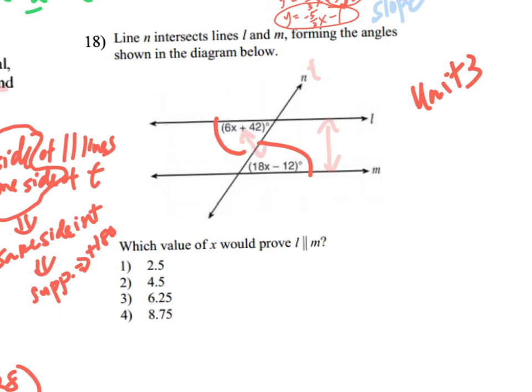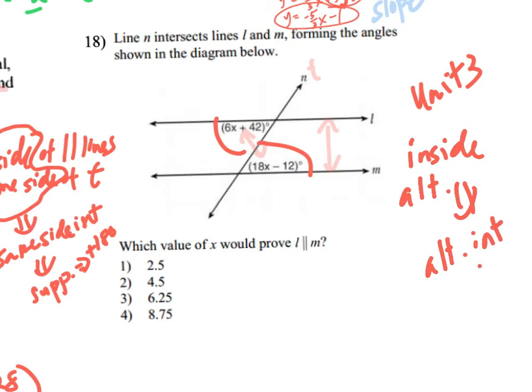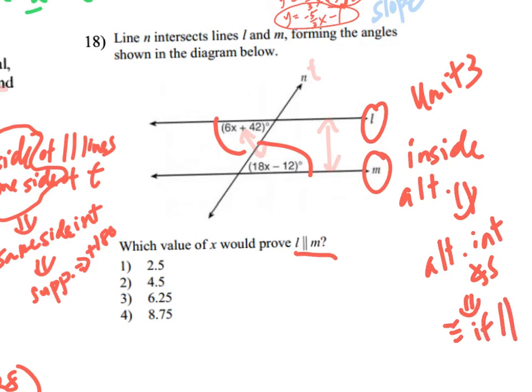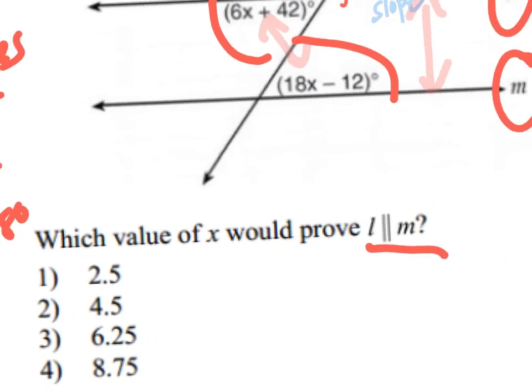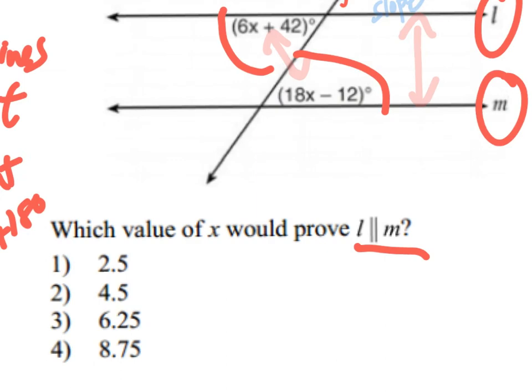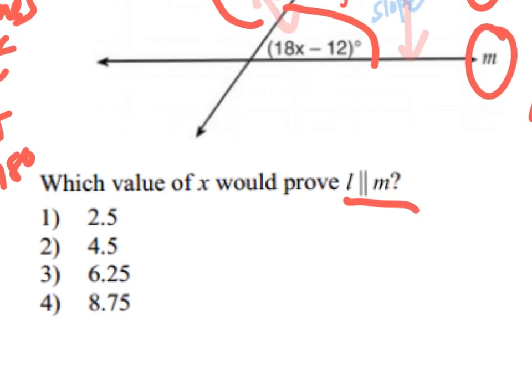So because they're on the inside and on alternate or opposite sides, I know that I'm going to have alternate interior angles. Now, if L and M were parallel to each other, like over here, we know that alternate interior angles would then be congruent if we have parallel lines. So let's figure out what x would be so that these two angle measures would be congruent, so that L and M can actually be parallel.